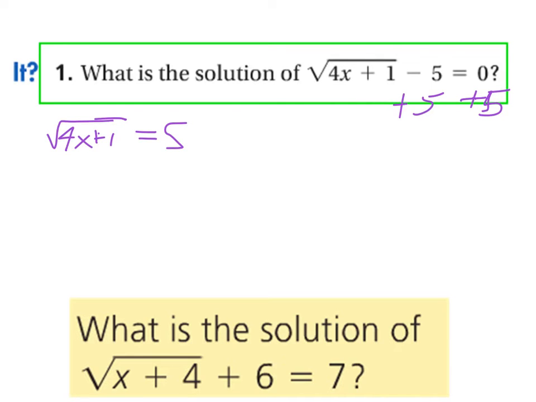Okay, now we're ready to square both sides. And again, notice when we're squaring both sides, the 5 is positive. I'm just going to sneak the squaring in over here.